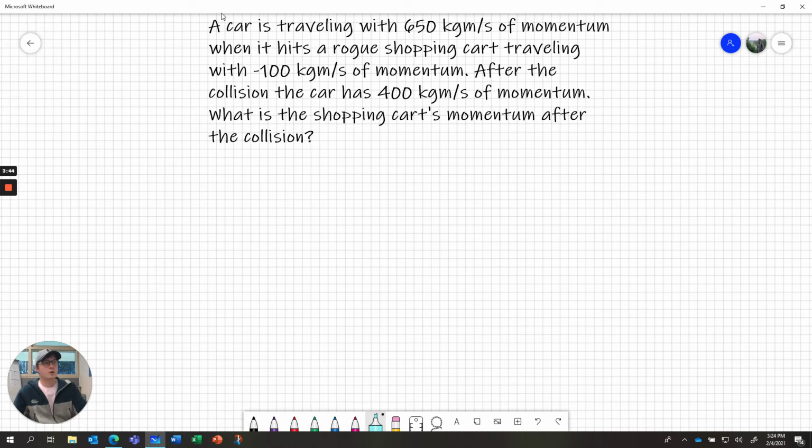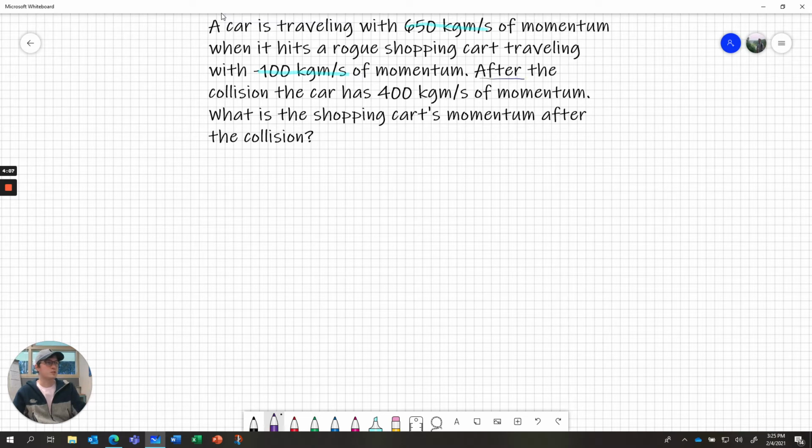A car is traveling with 650 kg·m/s of momentum when it hits a rogue shopping cart traveling with negative 100 kg·m/s of momentum. After the collision, the car has, okay, so I just saw the phrase after the collision.